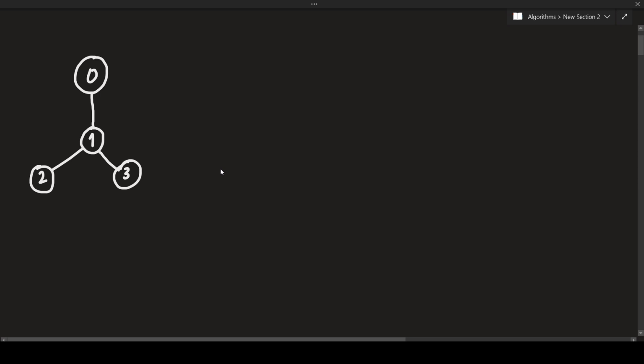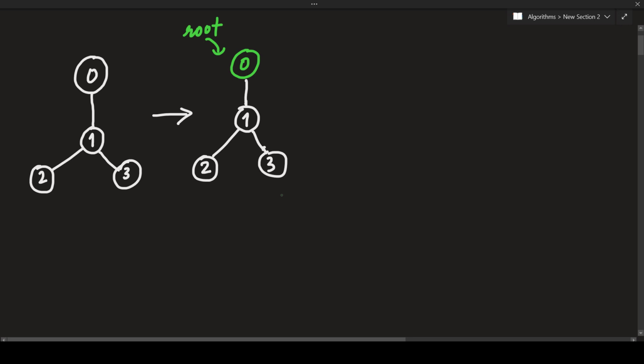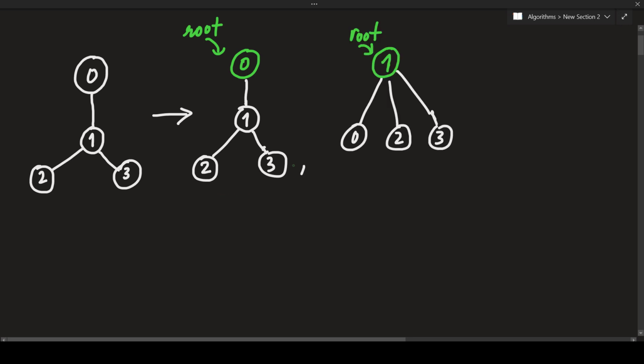Suppose we have this tree, and we make different configurations or structures by setting different nodes as the root of the tree. If we set 0 as our root, then our tree will look something like this. And if we make node 1 the root of the tree, then our tree would look something like this. I'll quickly make the rest of the configurations by setting other nodes as the root of the tree.